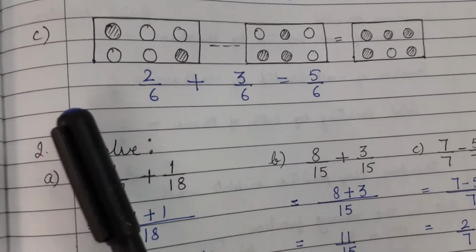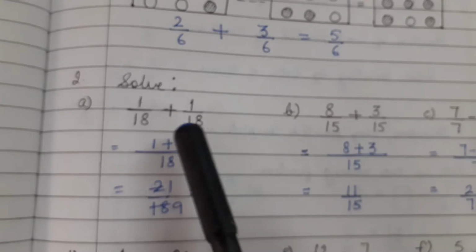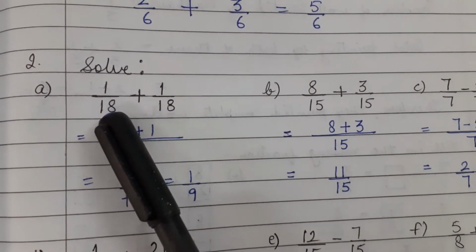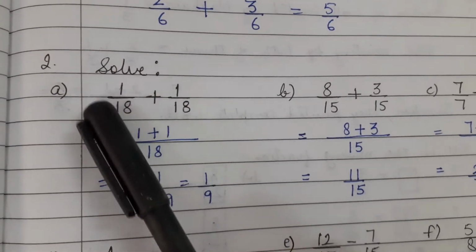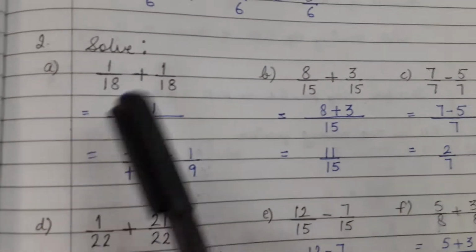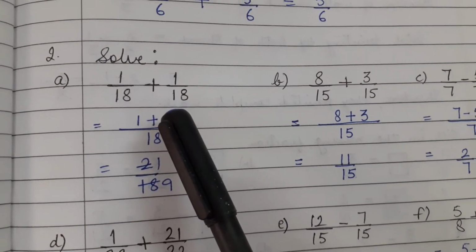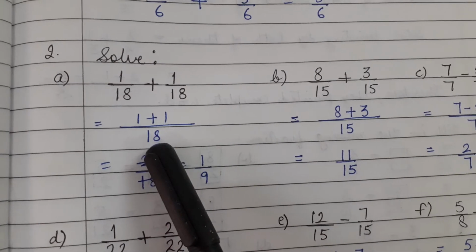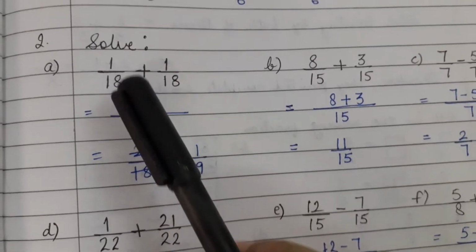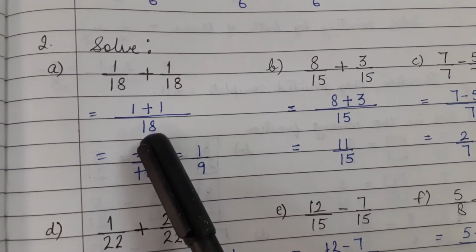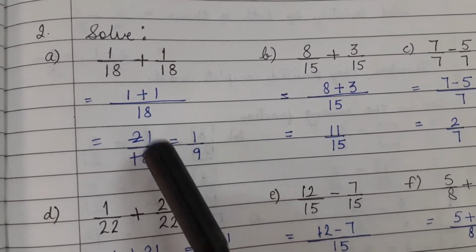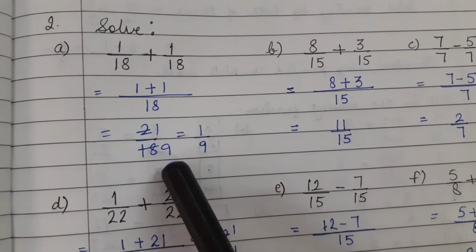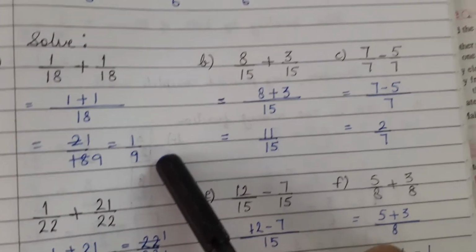Second question is solve. Here the fractions are given and you have to solve them. Now here the fractions given are like. So I have told you the method of how to solve. First we will add the numerators and retain the denominator that is common. So 1 plus 1 and upon 18. 1 plus 1 is 2 upon 18. Now you can reduce this fraction. 2 1s are 2, 2 9s are 18. So 1 by 9 is your answer.